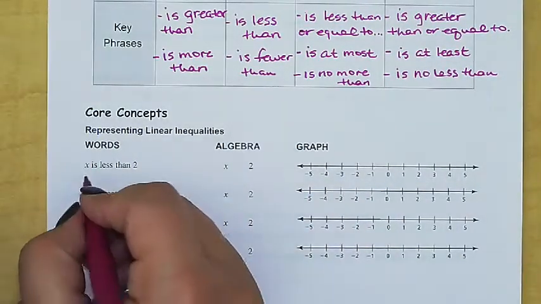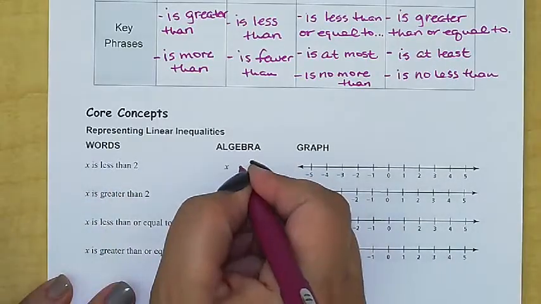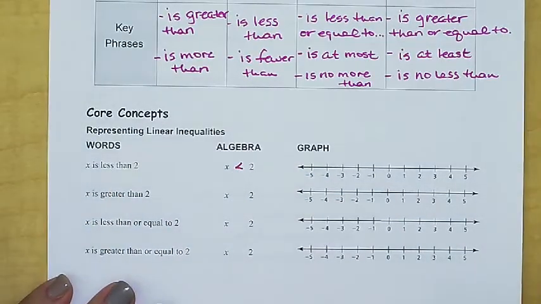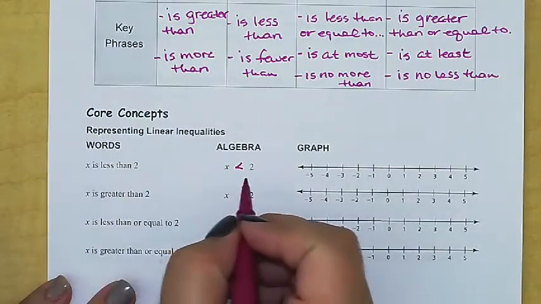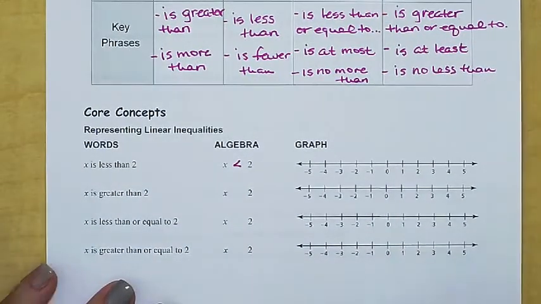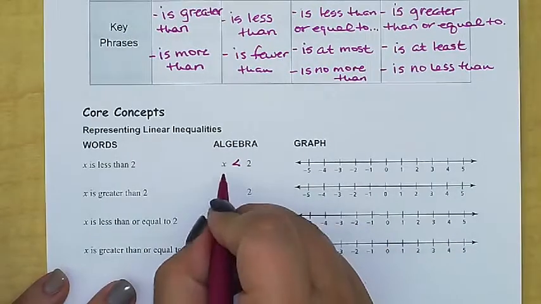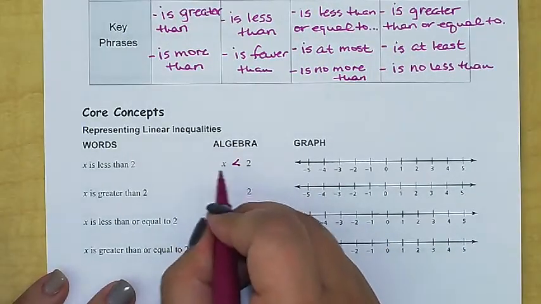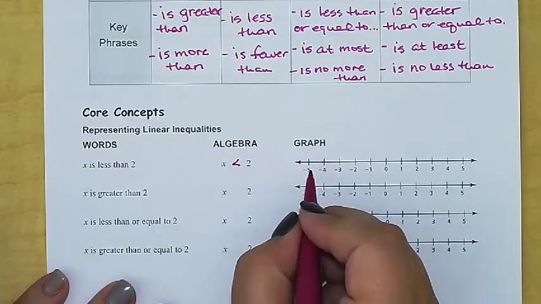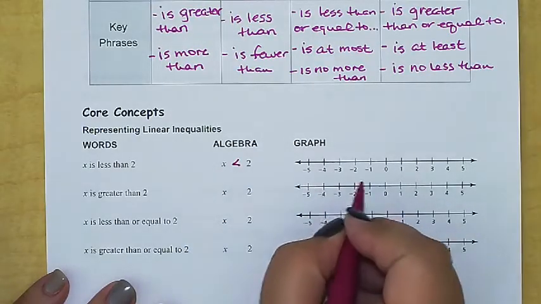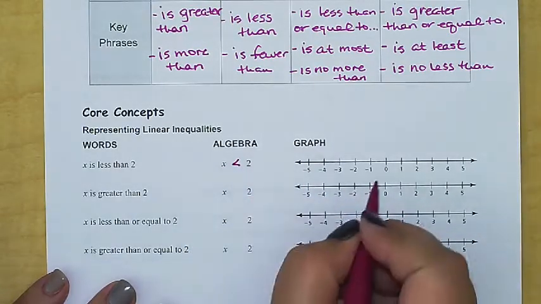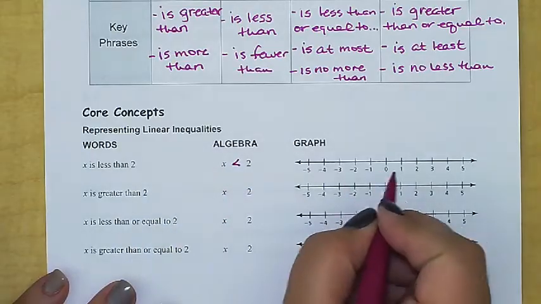So, for example, if I have x is less than 2, we know that means symbolically or algebraically, this right here, x is less than 2. This is in words, this is algebraically. And then on a graph, what I would like to do is show that there's more than one answer here. Anything less than 2 works. So -5 makes this true. -1 makes this true. 0 makes this true, and so does 1, right?